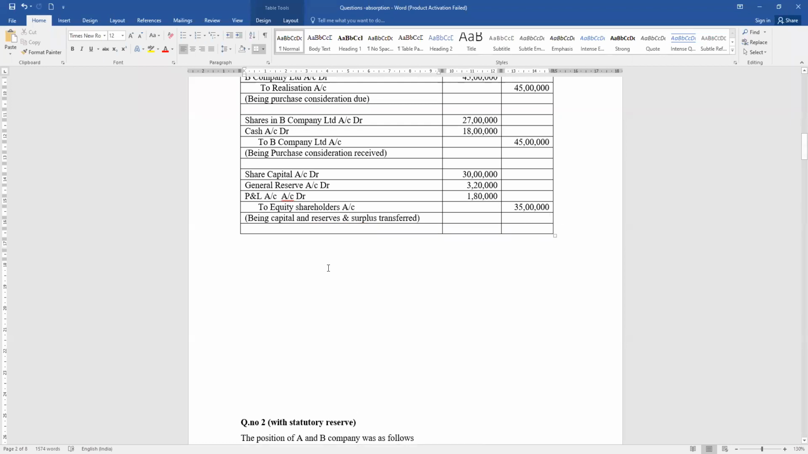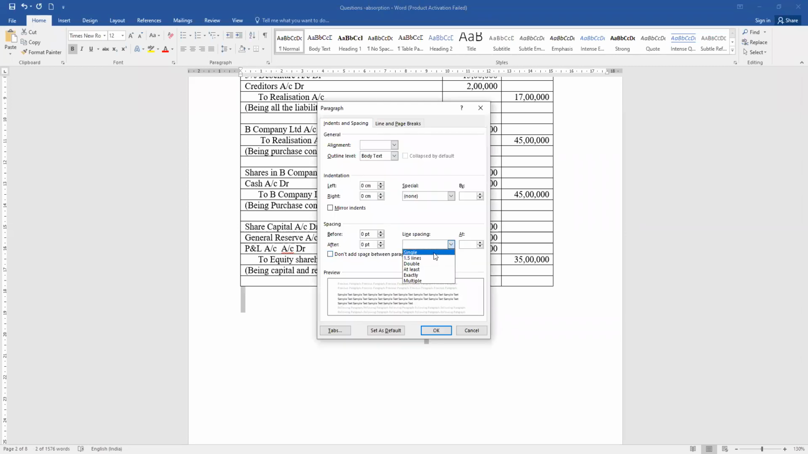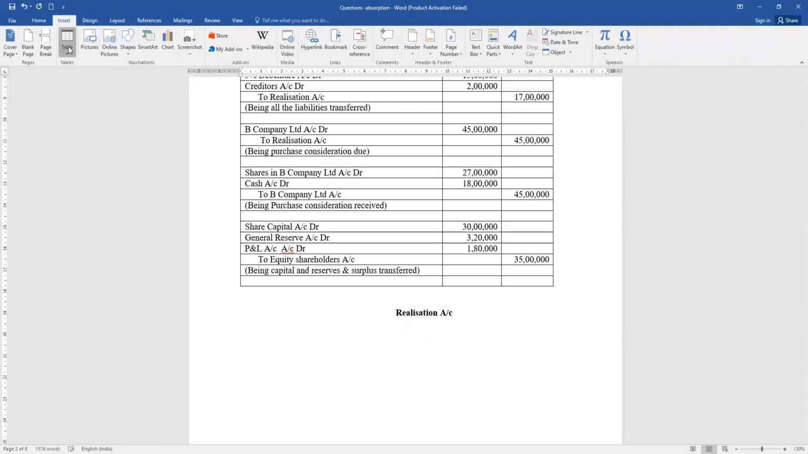That's it. Now we have to see whether there is any profit or loss because of this conversion. That means because of this absorption, is there any profit or loss? We have to check. If it is there, you have to transfer it here. How to calculate that? You have to open the realization account to know the profit or loss because of this absorption. Okay, I'm going to open the account.